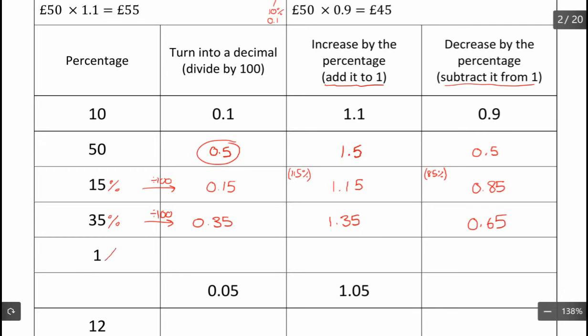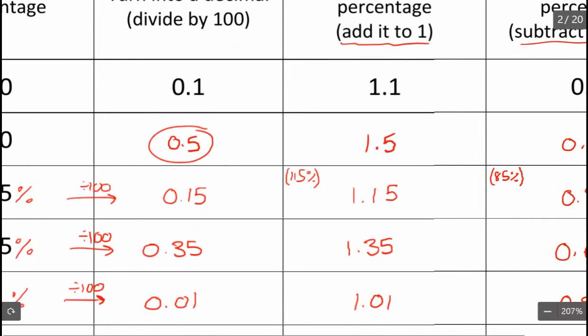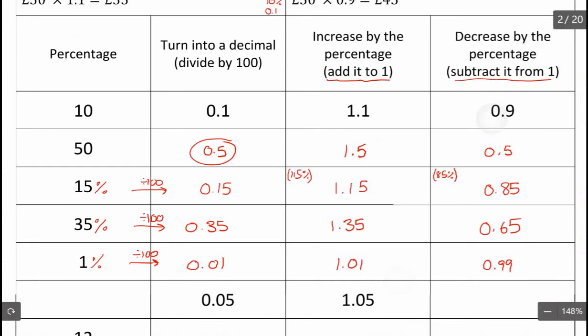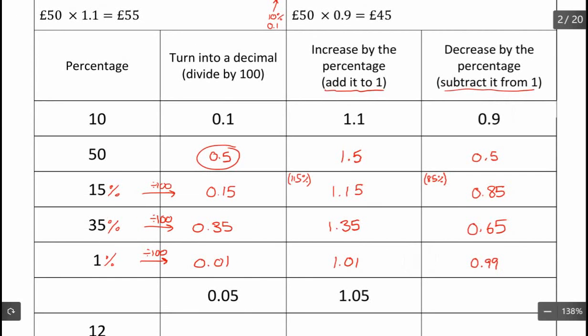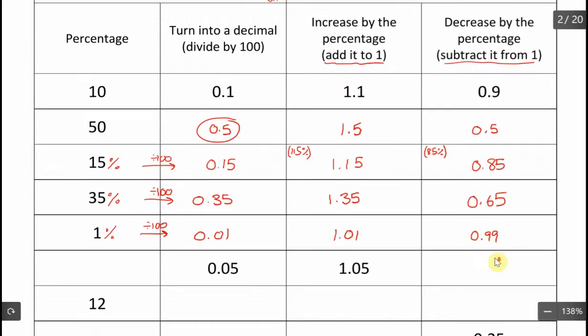If we want to increase something by 1%, so just a small amount, we need to divide it by 100, always the same thing in this one. If we divide that by 100, we will get 0.01. So different to this one at the top, 10%. To increase something by 1%, we would times by 1.01. If we take it away from 1, we would get 0.99. If you think about that, to decrease something by 1%, we are finding what's left. We're finding 99%. So that's why we get this.